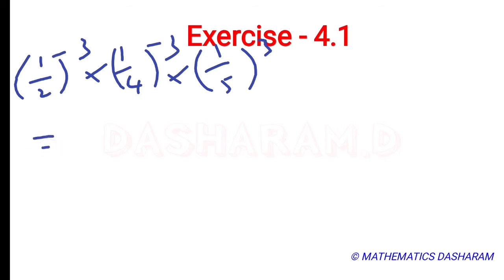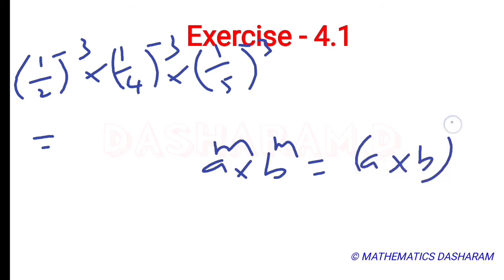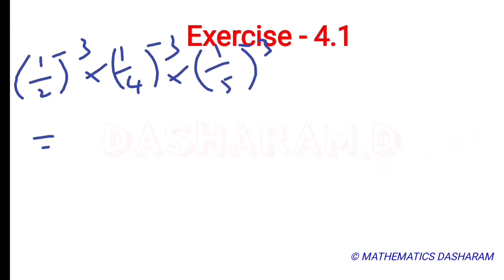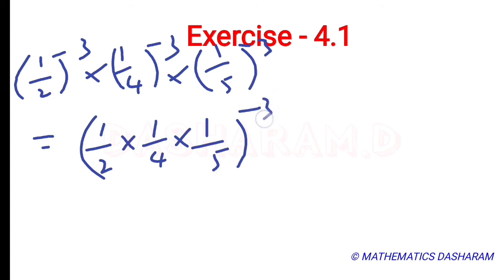Observe the question carefully. Here the powers are the same. So we have one formula: a to the power of m into b to the power of m equals (a into b) whole power m. So (1 by 2 into 1 by 4 into 1 by 5) whole power minus 3.